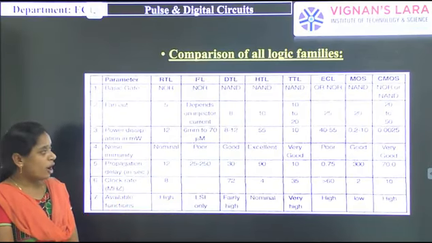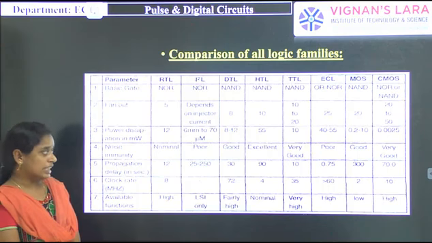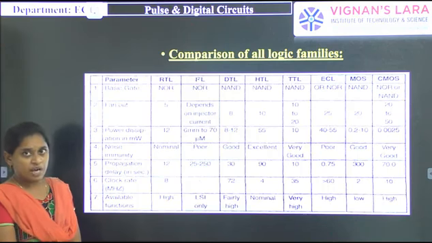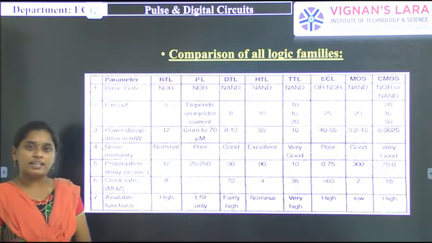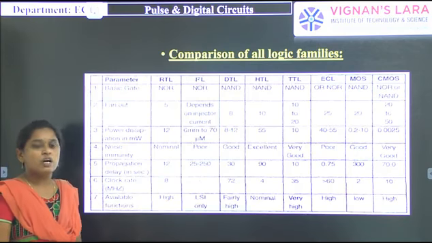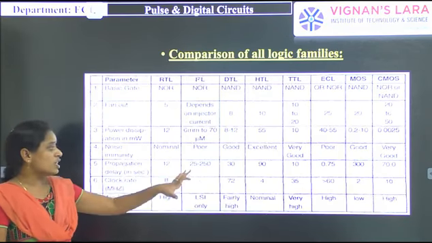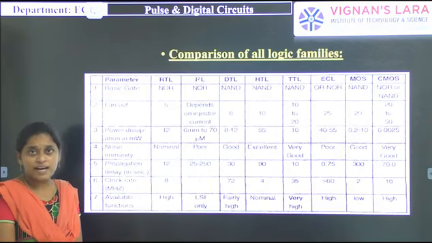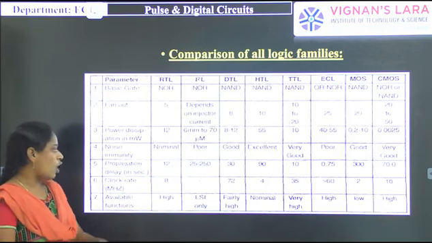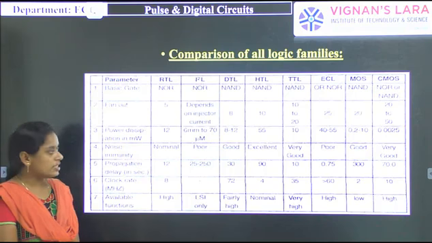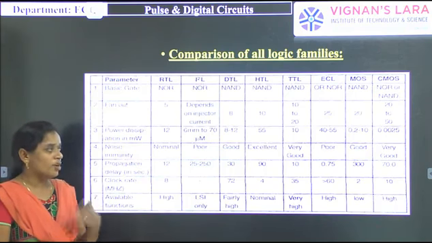The propagation delay is lowest in the ECL logic family. That is, the input signal reaches the output side within a very short time. That's why this ECL logic family is used in super fast computers. The next one is clock rate. The clock rate is 2 for the MOS transistors.